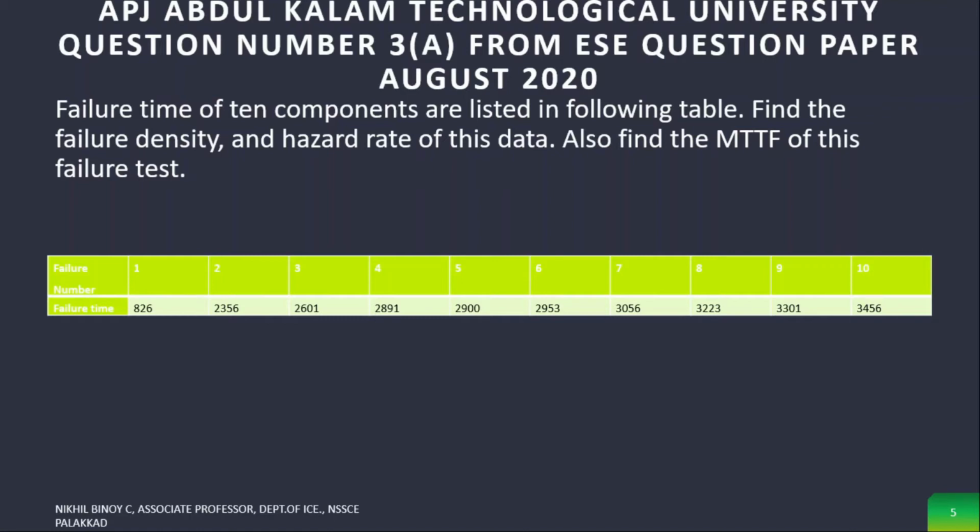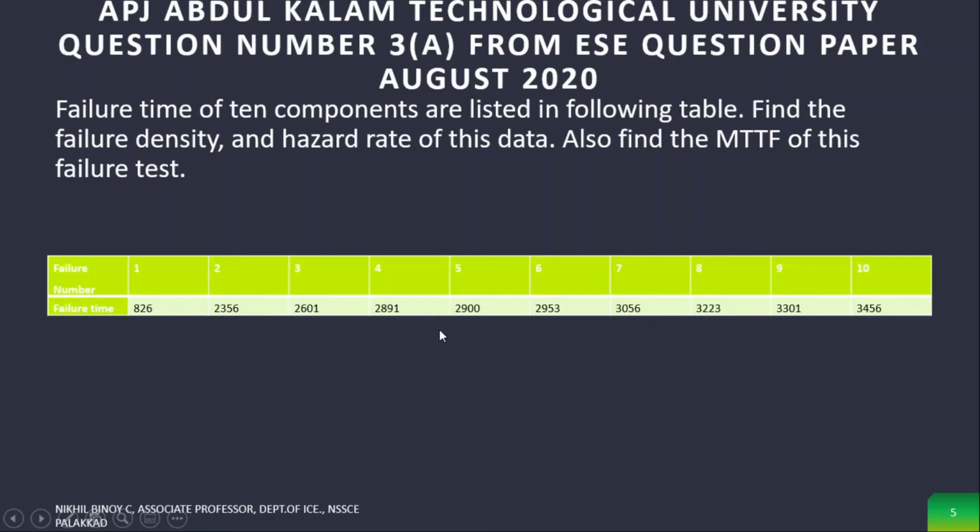The reason is, what is failure density? Failure density is f divided by delta T into the initial population. Here the initial population is 10. But what about delta T? Here delta T is not constant. For the first component, delta T is 826 minus 0, because before that there is no failure. For the second component, 2356 minus 826 is delta T. For the third component, 2601 minus 2356 is delta T.